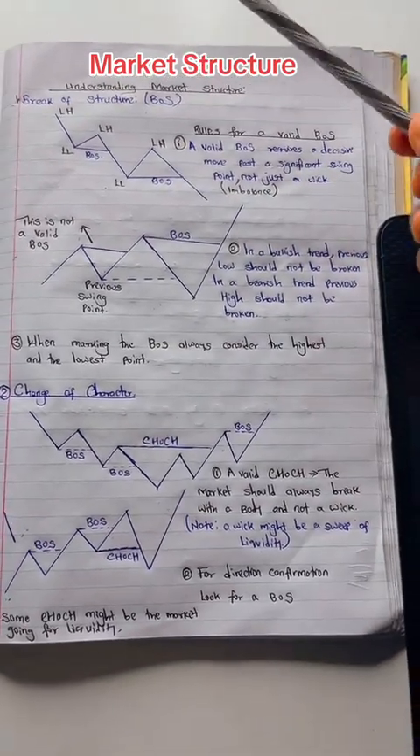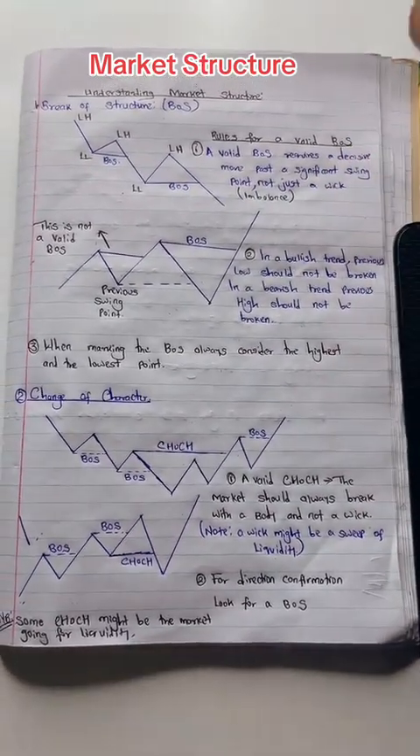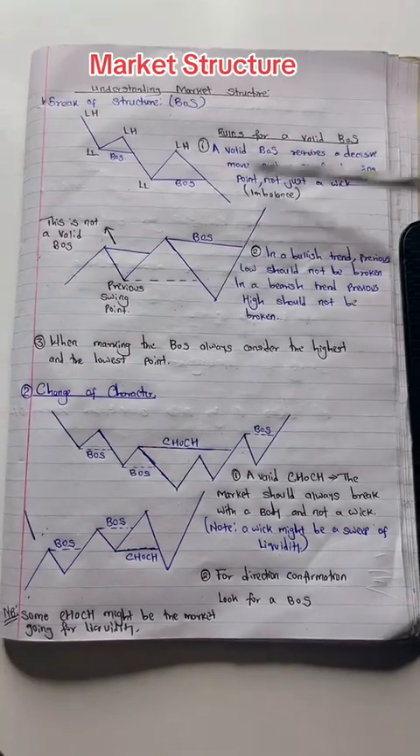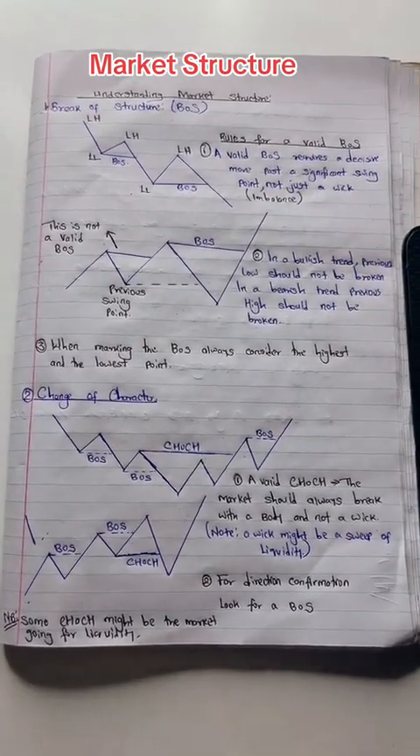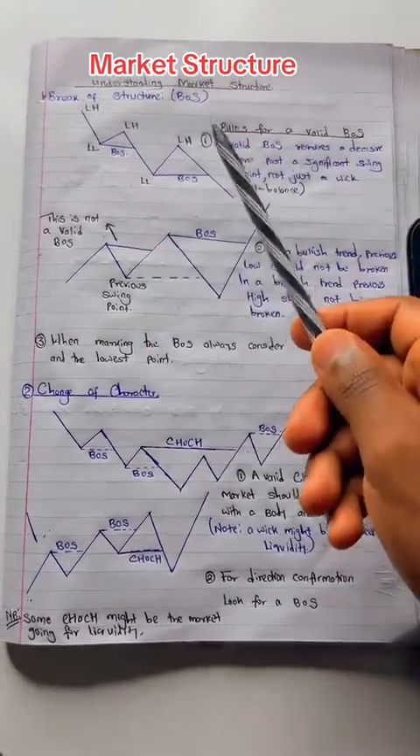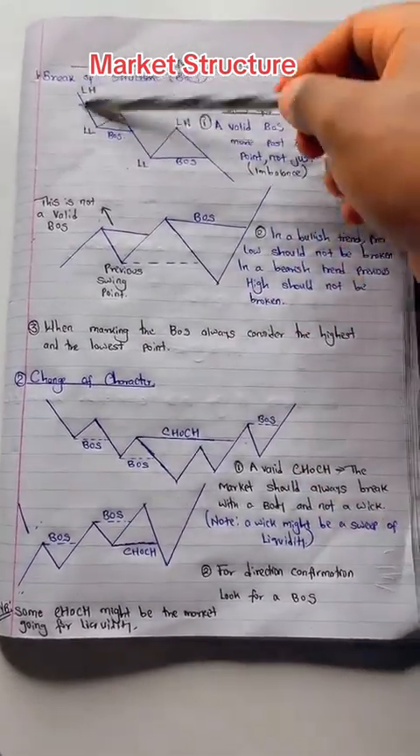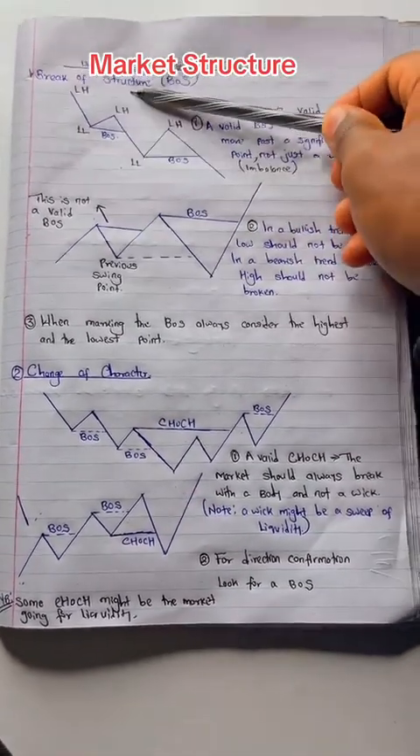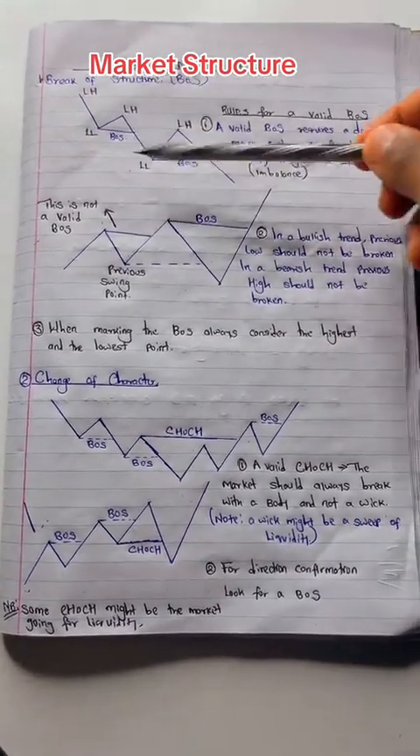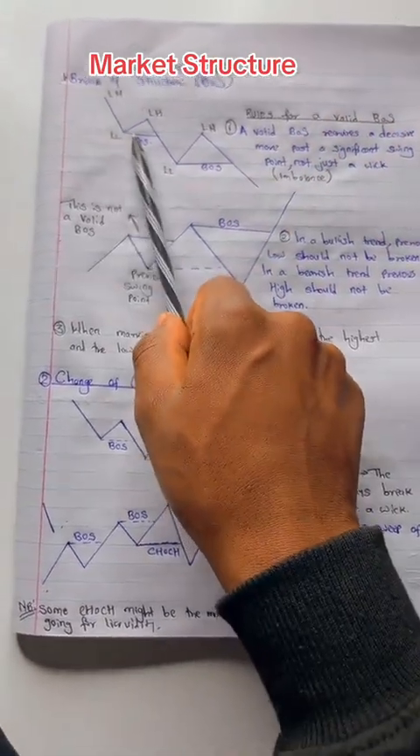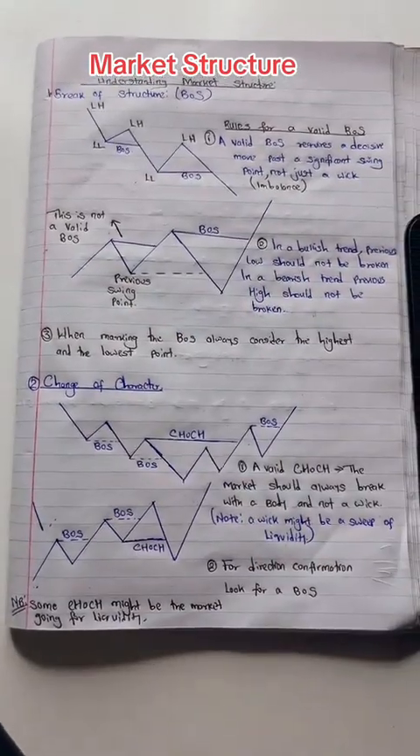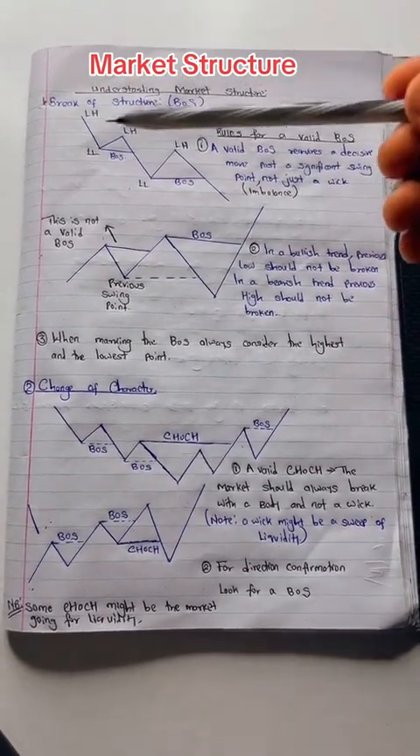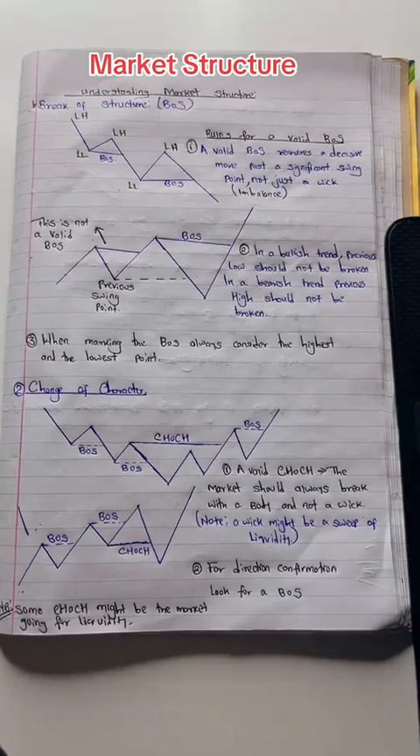And I have written down the rules that you need to know for you to mark valid break of structures and valid change of characters, because this confuses so many people. For example, on a downtrend, we expect the market to move from lower high, lower low, lower high, lower low, lower high, breaking the structure to the downside. So what is broken is the lower low. Then on an uptrend, we expect the market to be breaking the higher highs, okay, the swing highs.